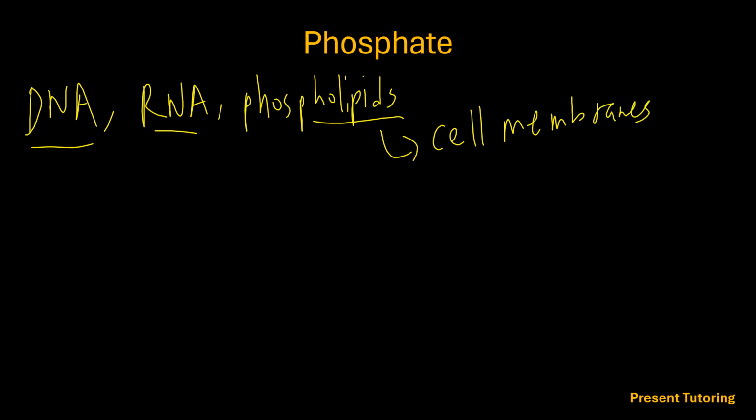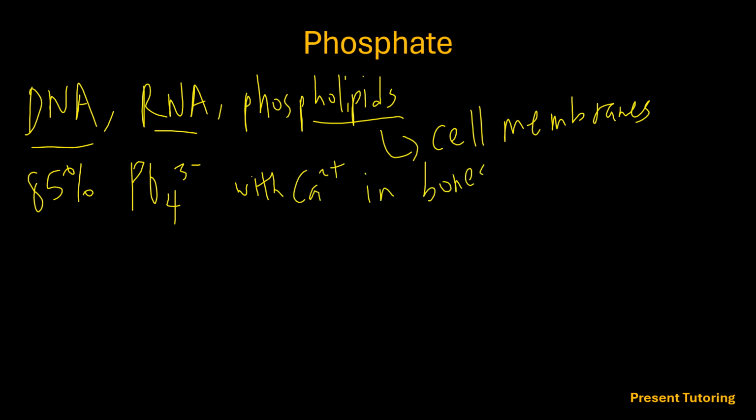And then phosphate also combines with calcium in the bones and the teeth to form calcium phosphates. About 85% of the phosphate in the body, PO4 3 minus, is actually stored along with calcium in the bones and the teeth. So these hard structures, bones and teeth, are primarily calcium phosphates.